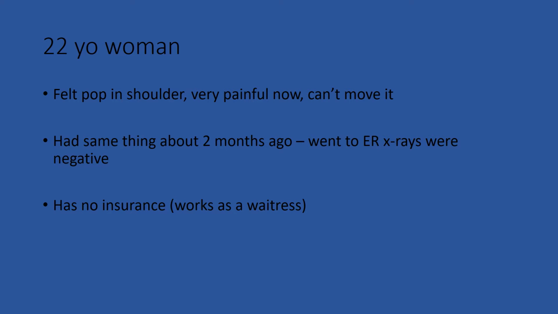So here's a 22-year-old woman. She felt a pop in her shoulder, very painful now. She can't move it. She was a waitress and was carrying a really heavy tray, and kind of slipped, and the tray fell, but she felt the pop as the tray went down. About 2 months ago, she had something similar. She went to the emergency room. X-rays were negative at that time, and she'd rather not have x-rays again if she could avoid them.